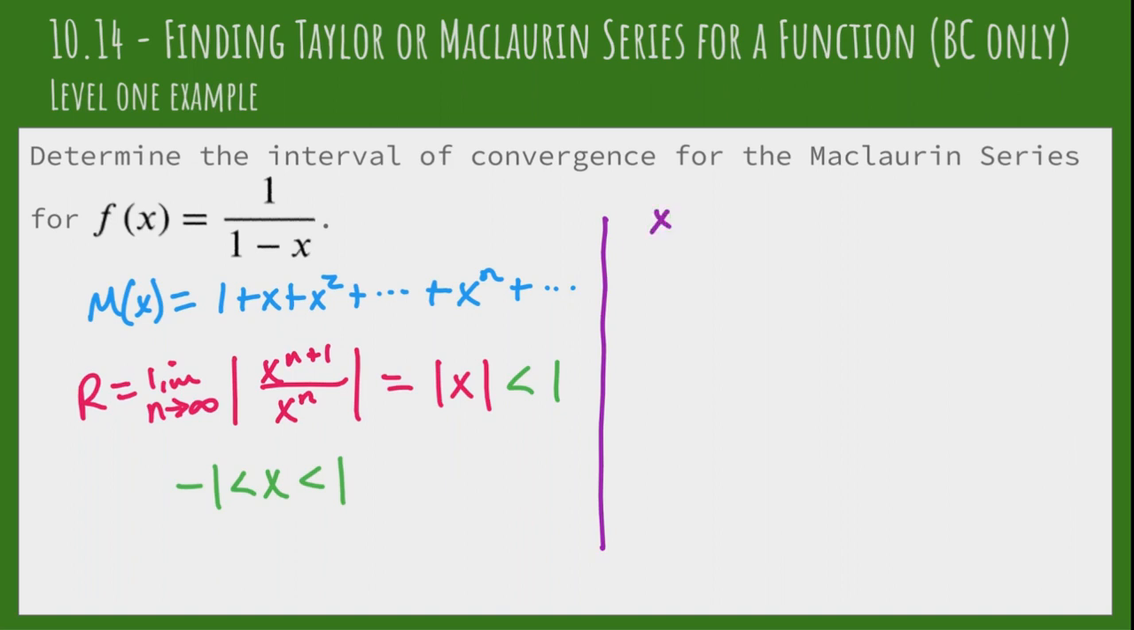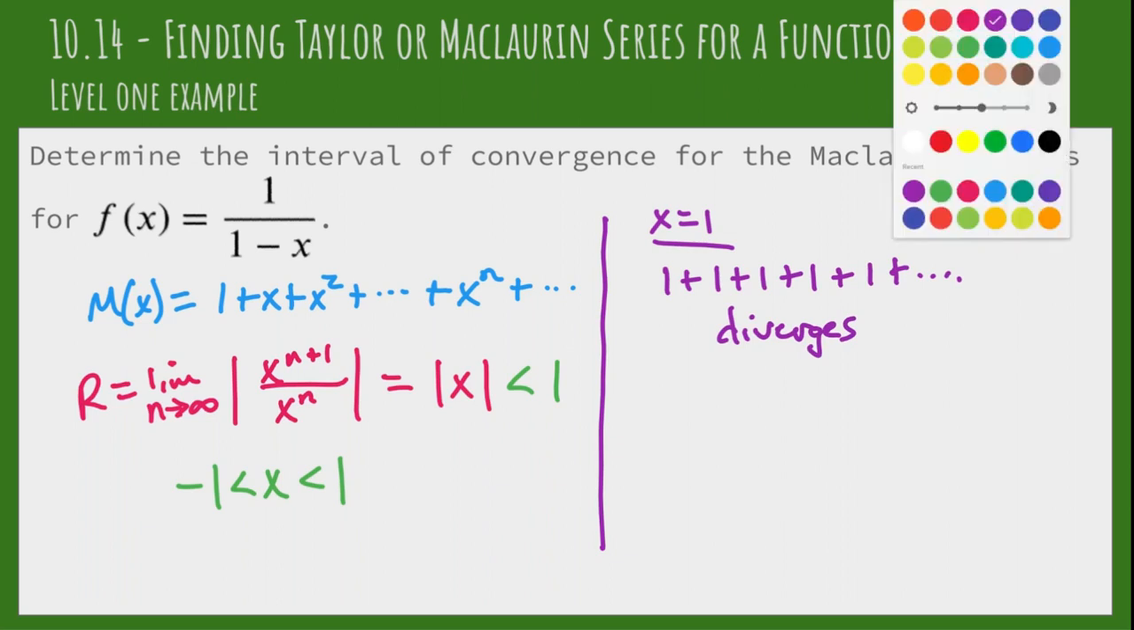So when x equals 1, then our series is going to be, just plugging 1 in for x here, 1 plus 1 plus 1 plus 1 plus 1 forever. So that is a divergent series. I think it's obvious that it diverges, because 1 plus 1 plus 1 infinitely many times is an infinite sum. So we will not include x equals 1 in our interval.